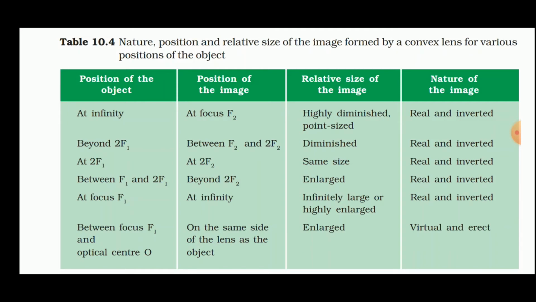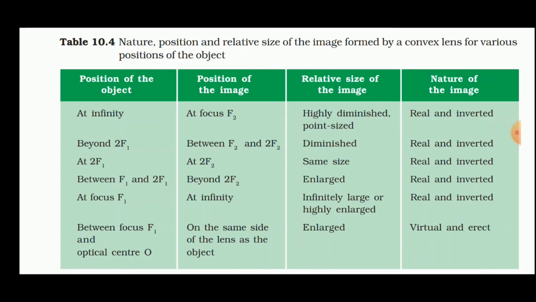Now if the object is between f1 and 2f1, the image is formed beyond 2f2. So the second and the fourth cases are just the vice versa of each other. Now if the object is at 2f1, the image is formed at 2f2, and the size of the image is the same as that of the object. The nature of the image is real and inverted. Real means the image can be obtained on a screen, and inverted means upside down.